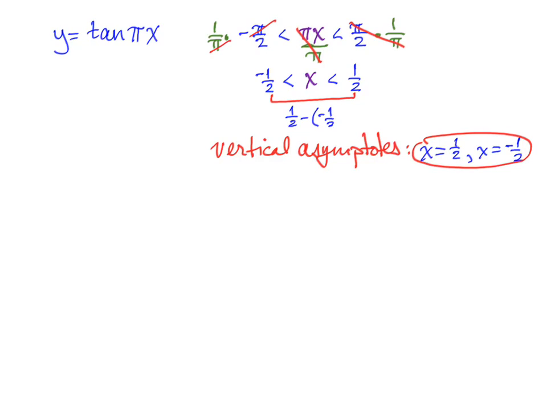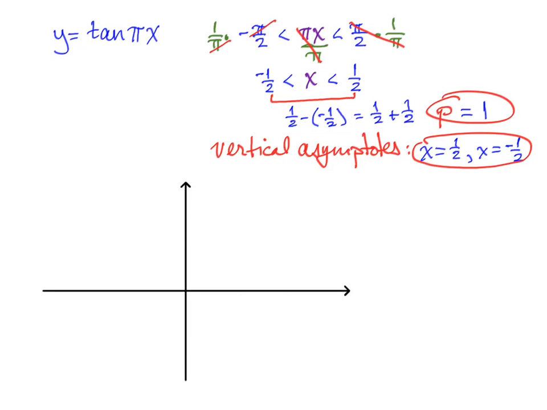But also, let's find the period. The period is the length of that cycle. So it's 1/2 minus negative 1/2, so it's 1/2 plus 1/2, which is just 1. The period turns out to be 1. All right, we're ready to sketch the graph.